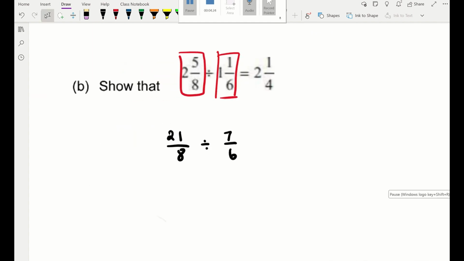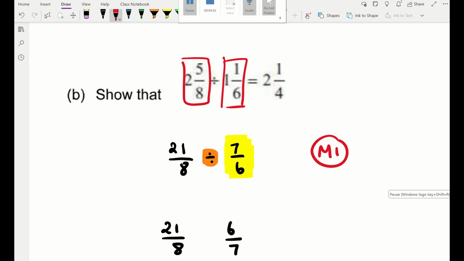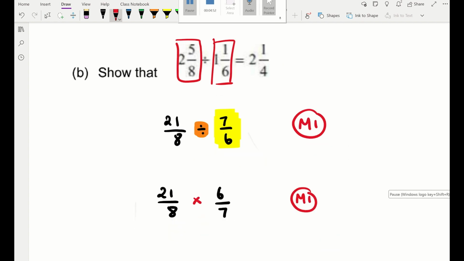This is a 3-mark question, and you definitely get a method mark here. And then they want to see that you recognize that in a division, the second fraction turns upside down. So it becomes 6 over 7, and the division sign becomes a multiplication. So they want to see that as well. That gives you a final method, the second method mark.